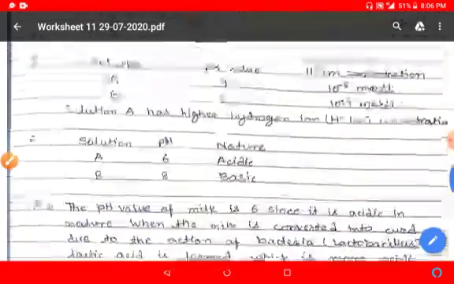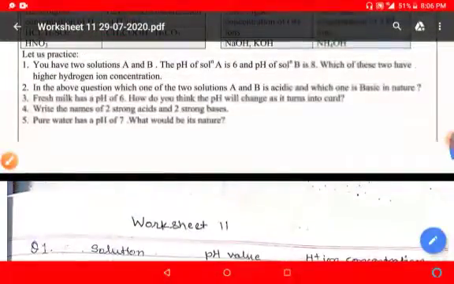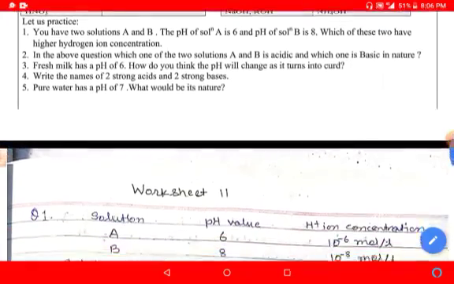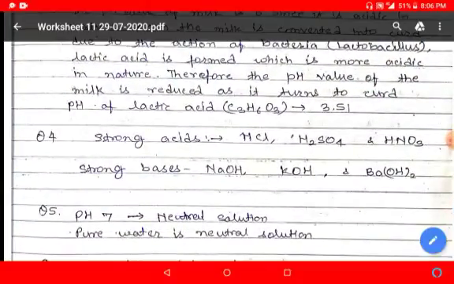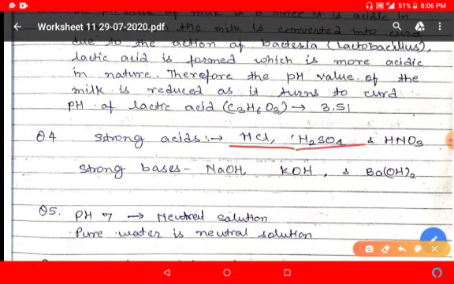Again, the fourth question: write the names of two strong acids and two strong bases. Strong acids: HCl, hydrochloric acid; H2SO4, sulfuric acid; HNO3, nitric acid. Strong bases: sodium hydroxide, potassium hydroxide, barium hydroxide.